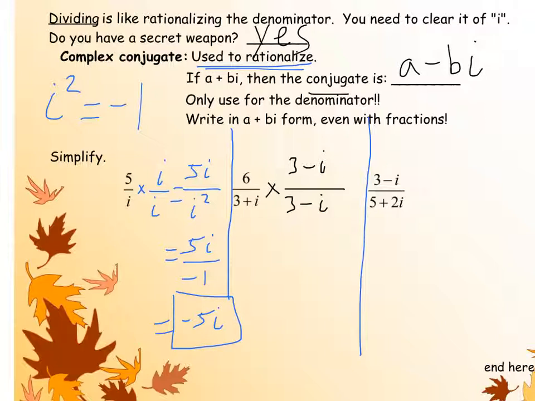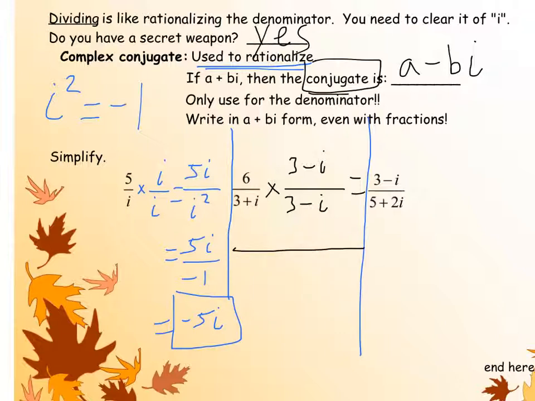Notice how I took the expression, the complex number on the bottom of the fraction, and I took its conjugate. Same complex number, except I reversed the sign that's in the middle. Good things happen. I'm going to jump down here a line.